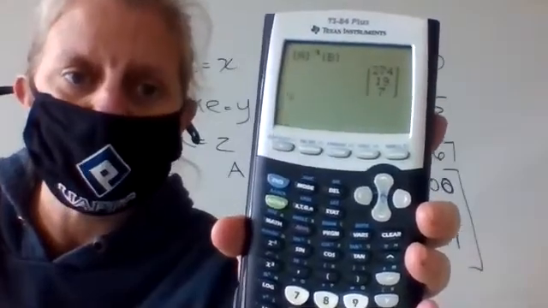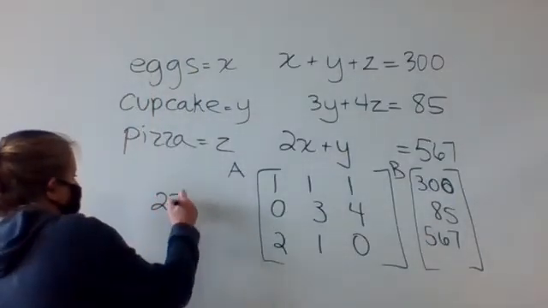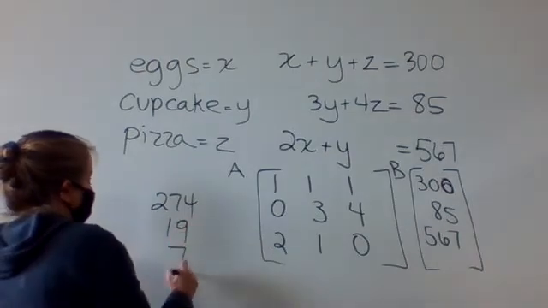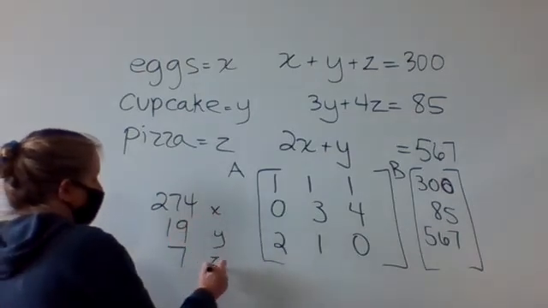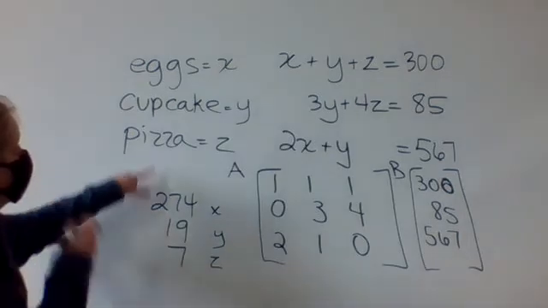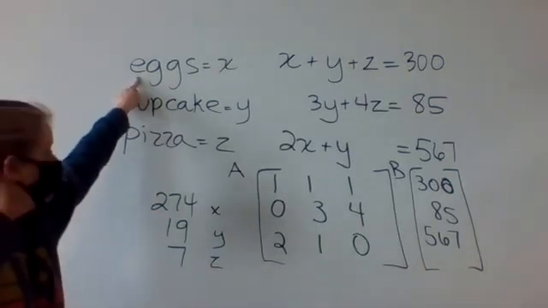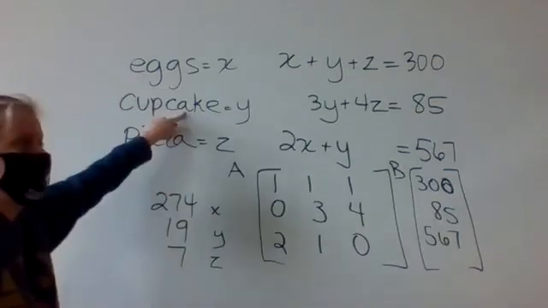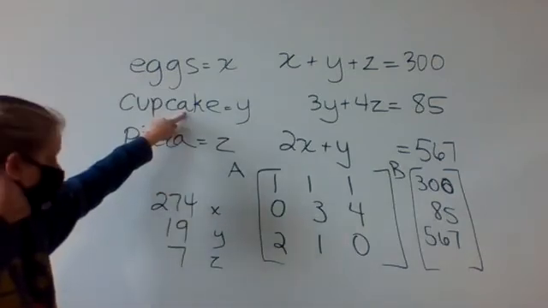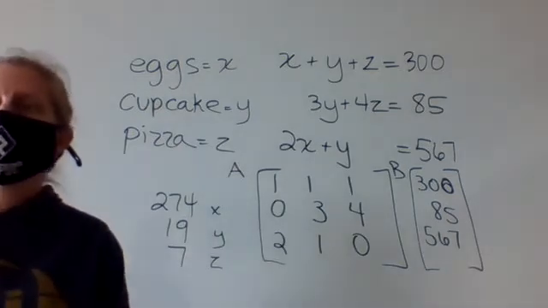So let's see, we've got 274, 19, and 7. That's your X, Y, and Z. So 274 represents the cholesterol in the eggs. 19 represents the cholesterol in the cupcake. And 7 represents the cholesterol in the pizza.